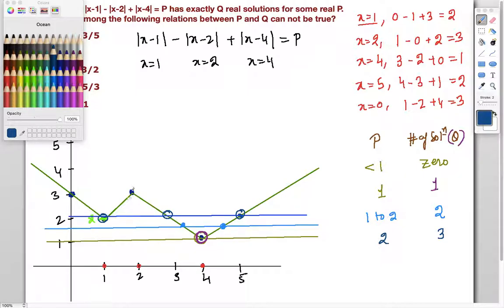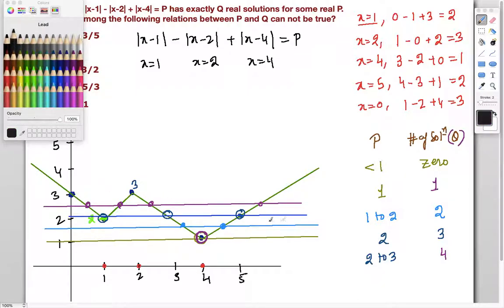Now, next vertex is at 3. So take between 2 to 3, how the graph will change between 2 to 3. If I draw a line between 2 to 3, it is cutting the graph at how many points? There is 1 point, 2, 3 and 4. So between 2 to 3, if Y, which is represented here by P, is between 2 to 3, then how many solutions does this equation have? It has exactly 4 solutions.